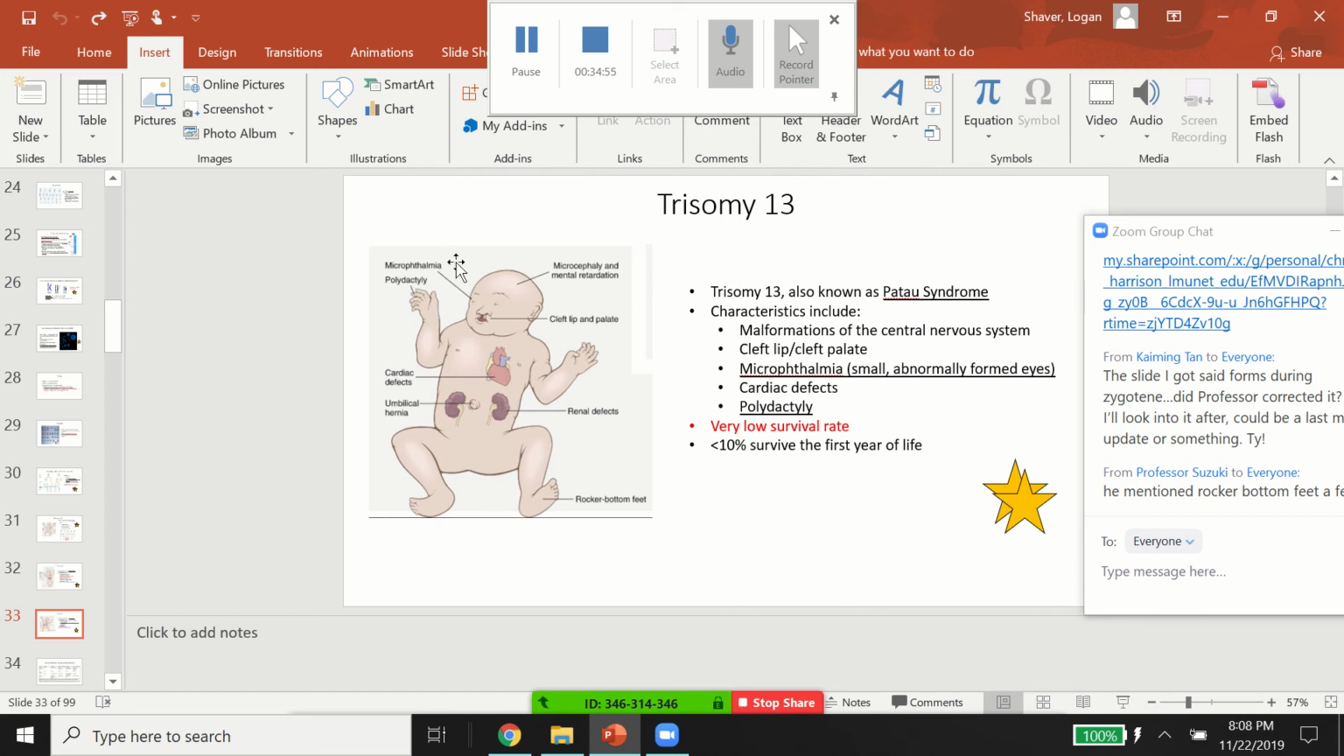But anyway, so microphthalmia, so that's really, really small eyes, abnormally small. Polydactyly, so basically more fingers than would normally be there. And also cleft lip and palate. Those are kind of the things that distinguish it from the other ones. So I would keep those things in mind. Maybe highlight those things on your slides or whatever. Once again, very low survival rate as well. Probably even a lower survival rate than trisomy 18, but either way, they end up dying shortly after.